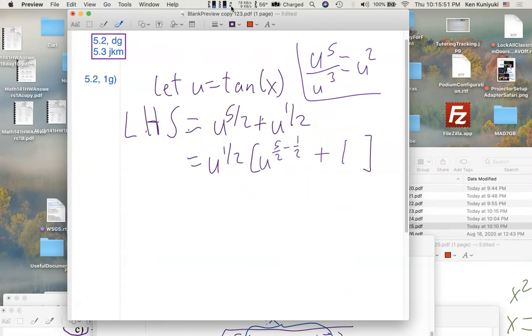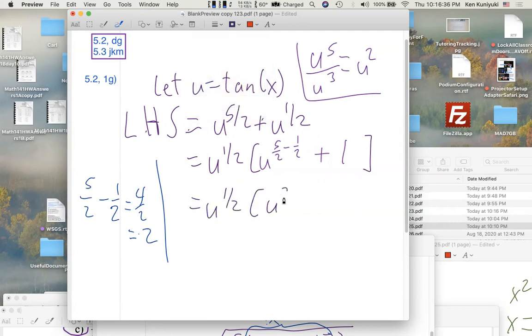I can do this as side work over here. Just some basic arithmetic: 5/2 minus 1/2 is 4/2, or 2. You don't have to write that out, but for video viewers who need help with fractions, we review this. So we get u to the 1/2 times the quantity u squared plus 1. Now we're done with basically the algebra phase.